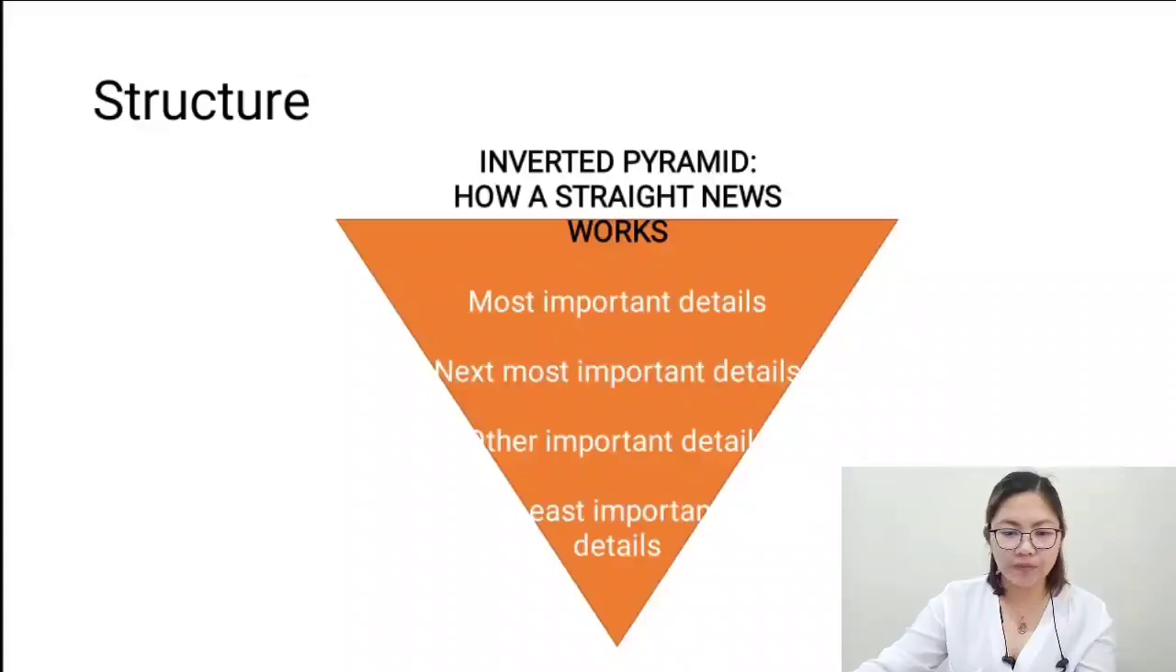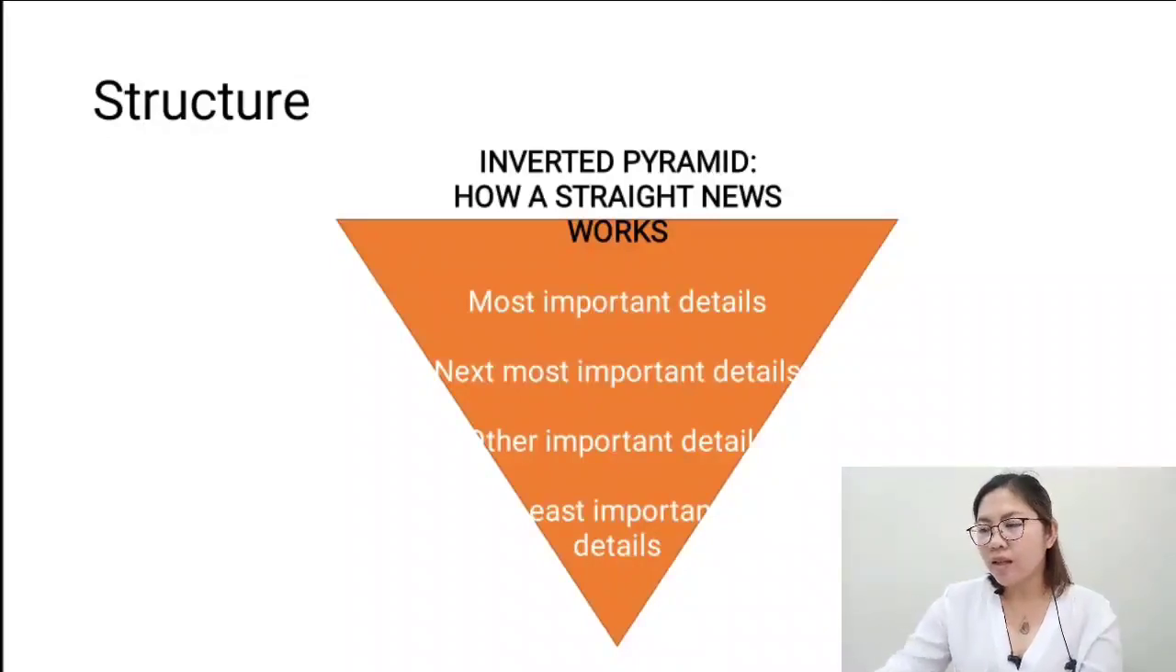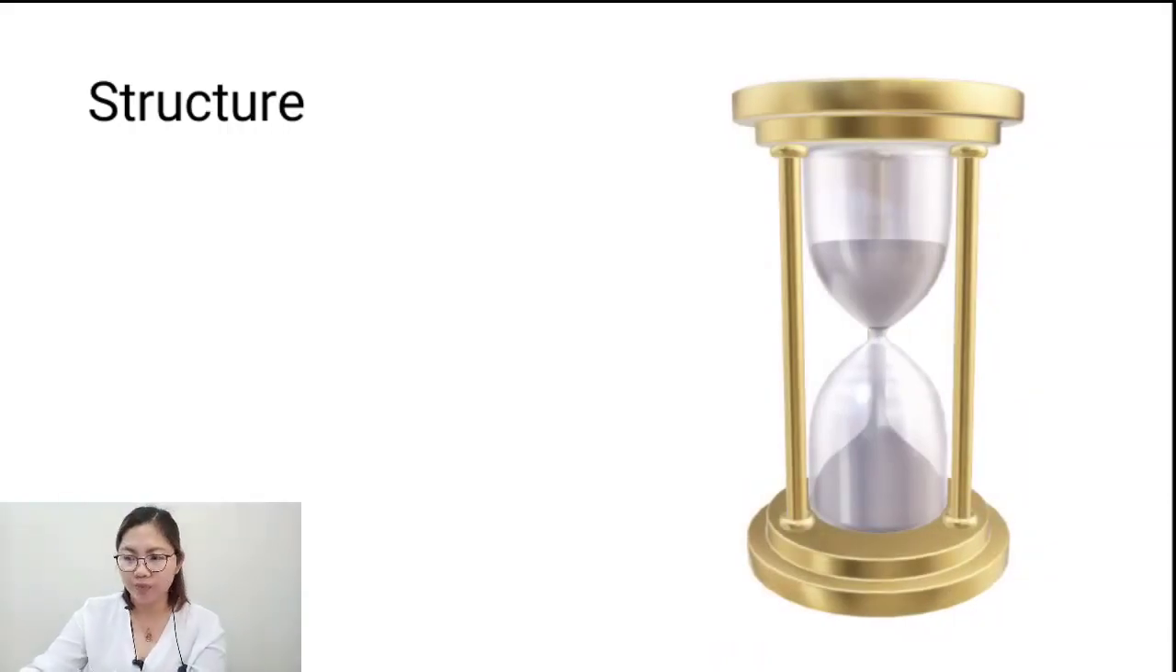Look at structure. Let's discuss structure. Okay. An inverted pyramid is used in a straight news. In the inverted pyramid, the first layer or the topmost part discusses the most important details. Come the next most important details, the other important details, and at the tip is the least important details. This is how you write your straight news. But in terms of feature article, you write it using the hourglass structure.